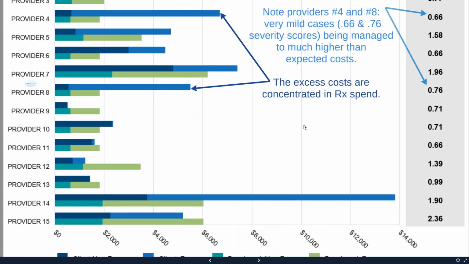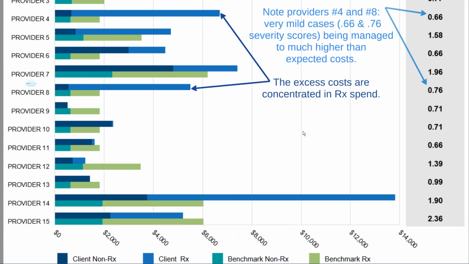So we first want to highlight providers number 4 and 8. The first thing that we see is they have very mild cases of the disease that they're managing. However, the costs associated with their population is much higher. The excess costs appear to be concentrated on the RX spend. So while the med-surg benchmarks are in line, they are prescribing much more medicine than the average or the market.